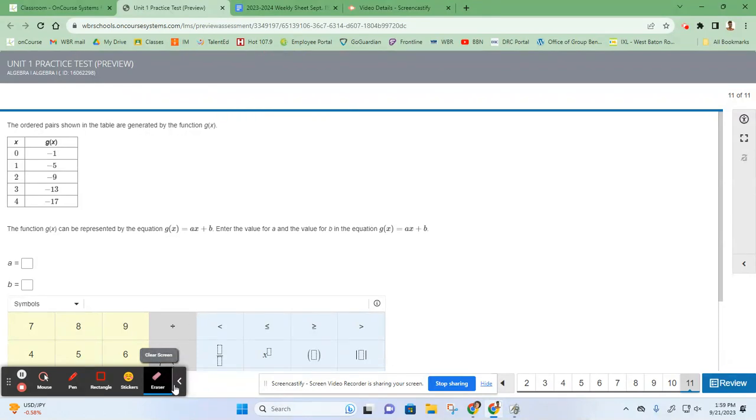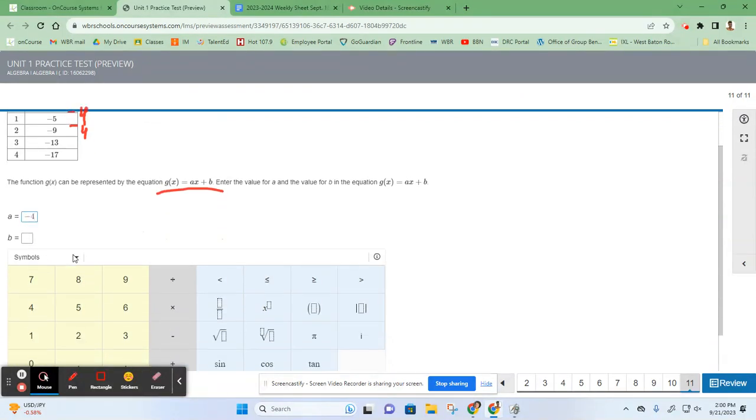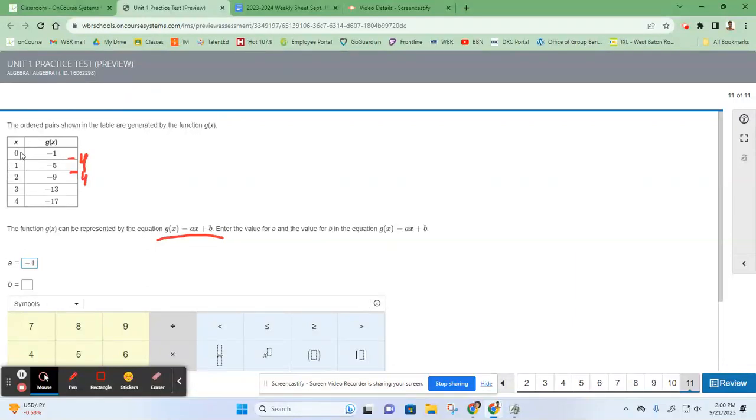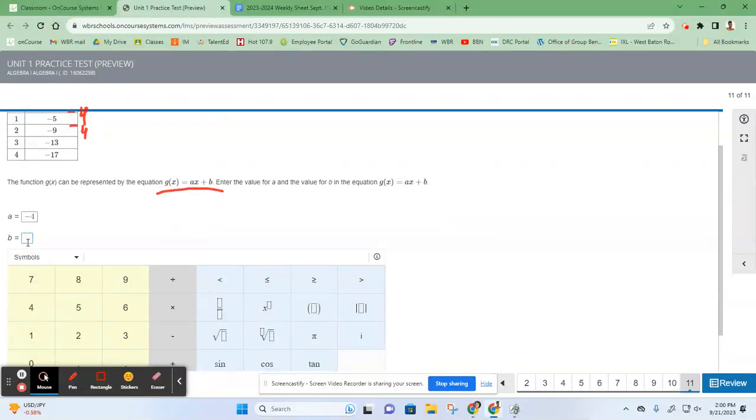Number 11, here are ordered pairs given by this function. I can see that we're subtracting 4 each time on this. So ax plus b is what they're referring to. I want to find the values. So your a is your slope. That's going to be negative 4. So in this first box, I will type negative 4. And then my b is my y-intercept. That happens when x is 0, and that is negative 1.